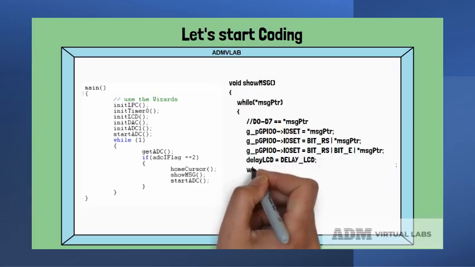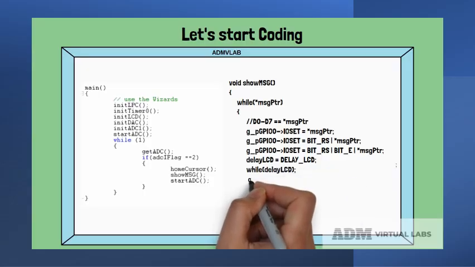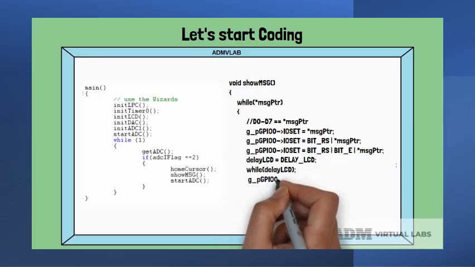This process of reading ADC input and then displaying ASCII voltage value on the LCD module is an unending process.